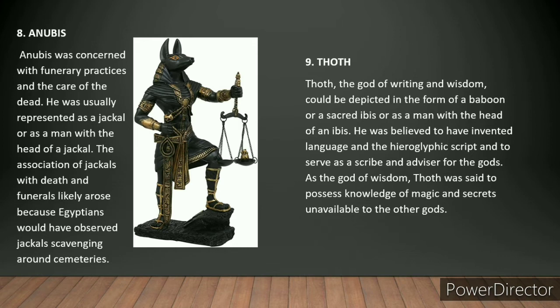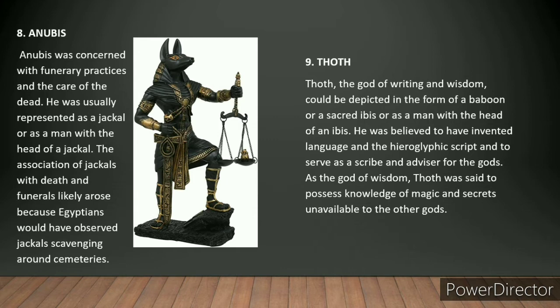Eighth, Anubis. Anubis was concerned with funerary practices and the care of the dead. He was usually represented as a jackal or as a man with the head of a jackal. The association of jackals with death and funerals likely arose because Egyptians would have observed jackals scavenging around cemeteries. Anubis is also the presider of the embalming process and accompanying dead kings in the afterworld. He would place their hearts on the side of a scale and a feather on the other side to judge if they are worthy to proceed into the afterlife.